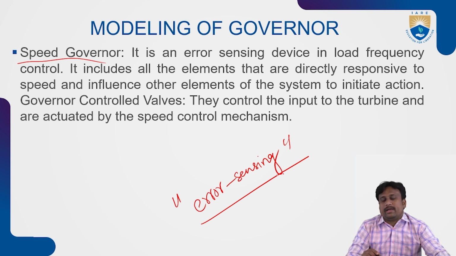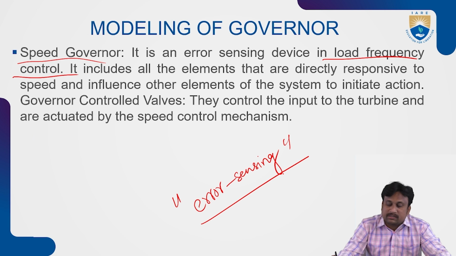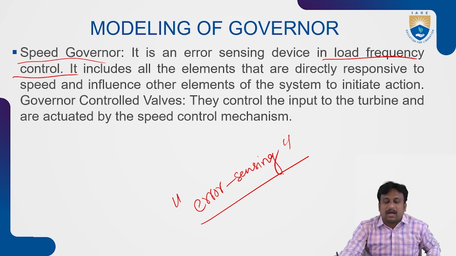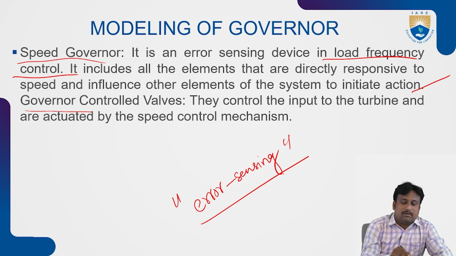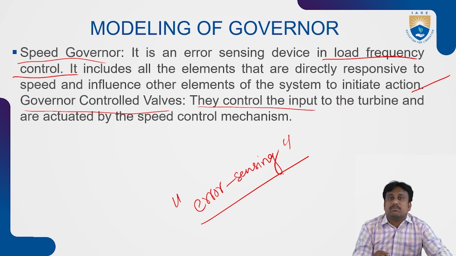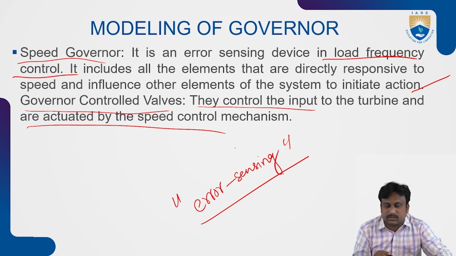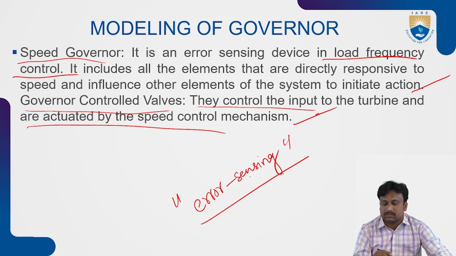This takes place in load frequency control. It includes all the elements that are directly responsive to the speed and influence the other elements of the system to initiate the action. The governor controlled valves help this mechanism work sufficiently. They control the input to the turbine and are actuated by the speed control mechanism. So this can be done by the speed governing system.